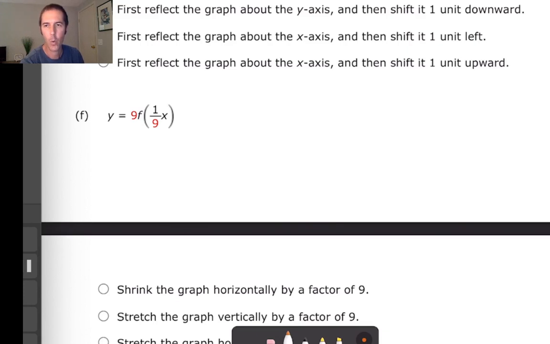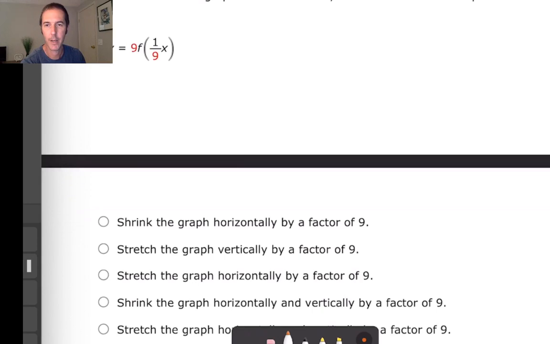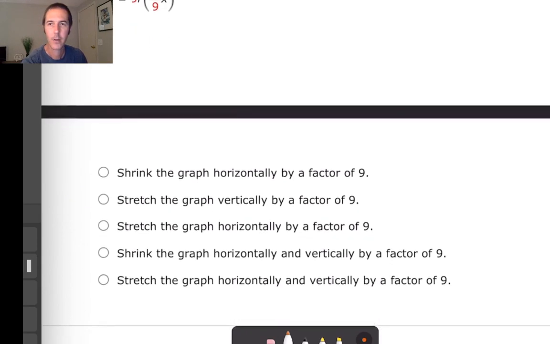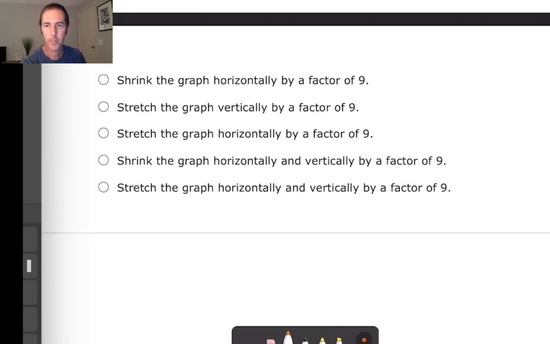And you might think that the 1/9 is going to make your graph 1/9 as wide as it used to be. In other words, horizontally shrinking it or compressing it. But in fact, that is backwards from how we need to actually think of it, and our graph would get 9 times wider. So a horizontal stretch by a factor of 9 as a result of that 1/9.